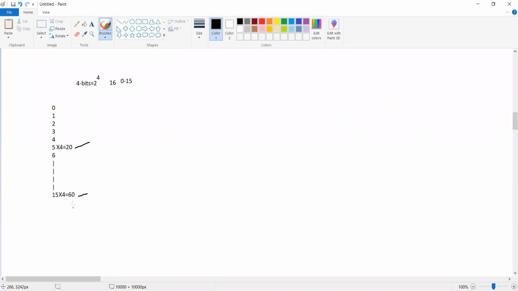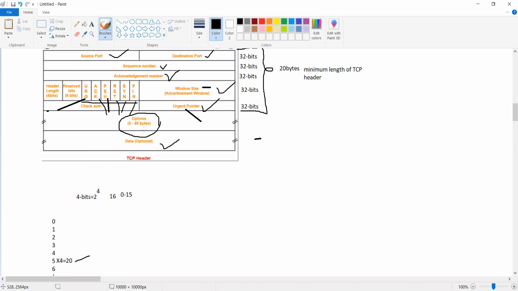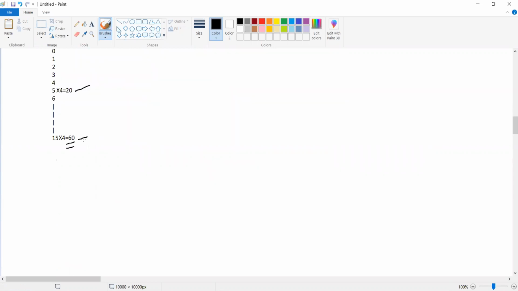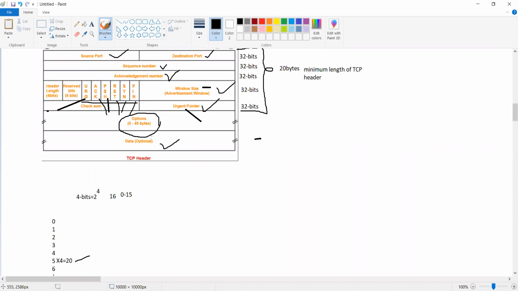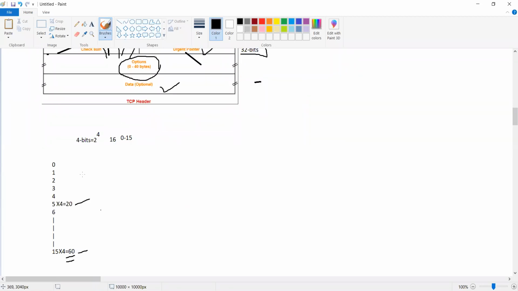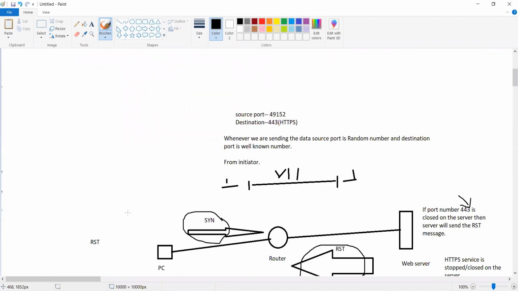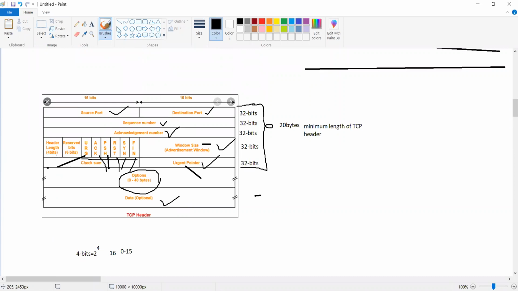Yeah, clear. But the question comes, how did you get this value? The optional field, 20 plus 40, correct. Along with 20, if 40 is added to the maximum, it goes up to 60 bytes, irrespective of data. Data is not included. We are only talking about the TCP header. After that, we'll include the data. So this is the size, and it is always a multiple of 4. Okay. Now we are done with this part as well.